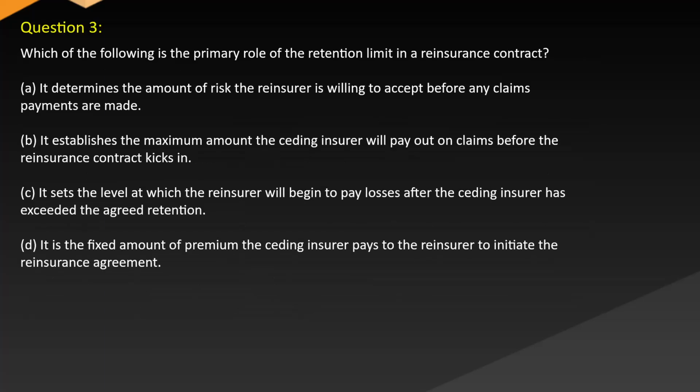Question 3. Which of the following is the primary role of the retention limit in a reinsurance contract? A. It determines the amount of risk the reinsurer is willing to accept before any claims payments are made. B. It establishes the maximum amount the ceding insurer will pay out on claims before the reinsurance contract kicks in. C. It sets the level at which the reinsurer will begin to pay losses after the ceding insurer has exceeded the agreed retention. D. It is the fixed amount of premium the ceding insurer pays to the reinsurer to initiate the reinsurance agreement.